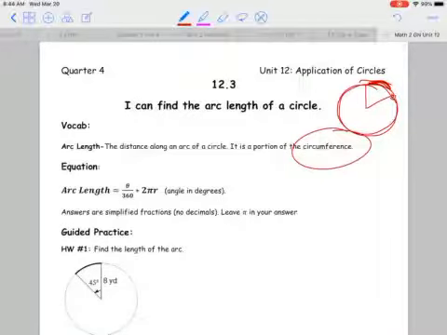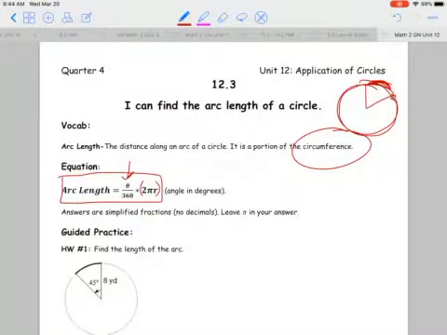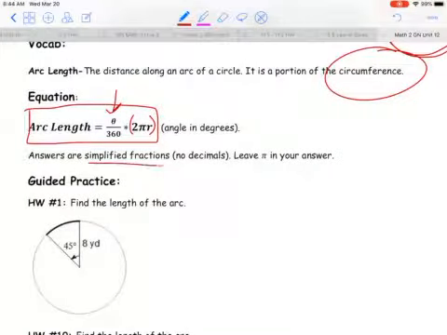So to get arc length, it's a pretty easy formula. It's right here. And it's basically whatever our portion of the circle is times your circumference. So your answers are going to be fractions, so don't put decimals, and you also won't use pi in the calculator. You'll just leave pi in your answer.